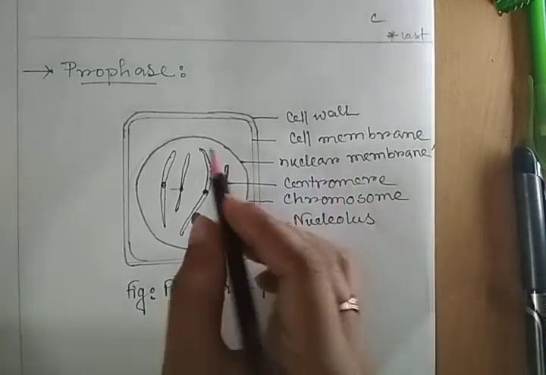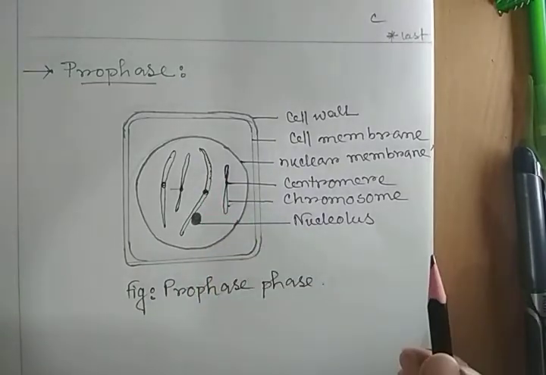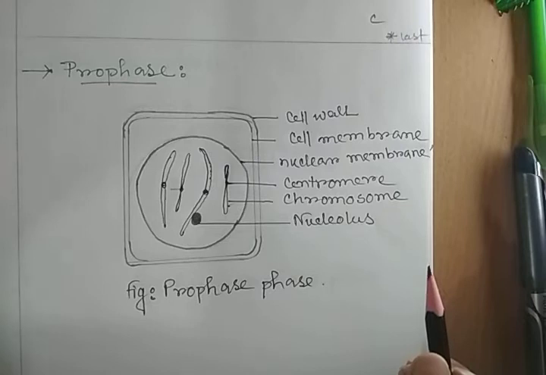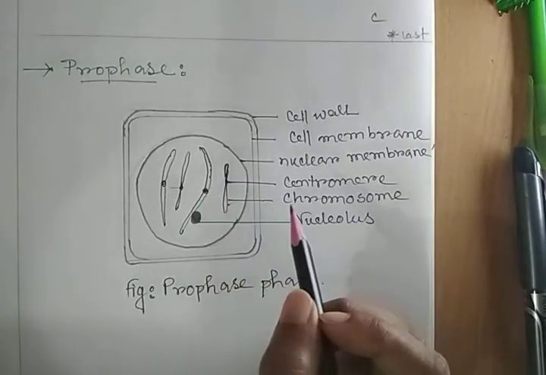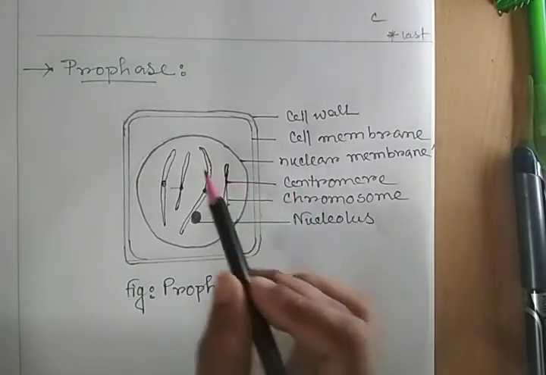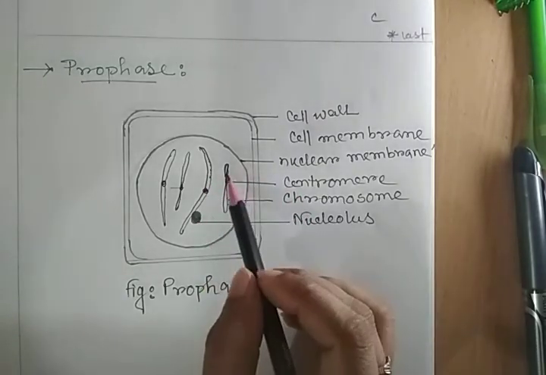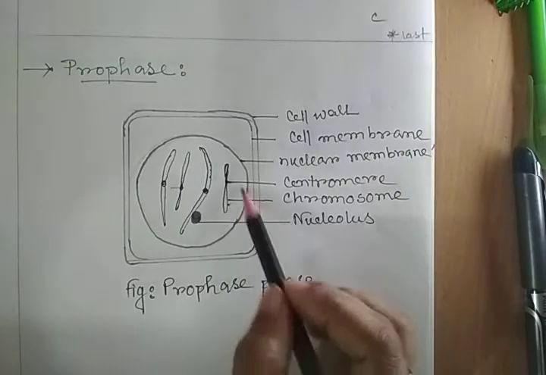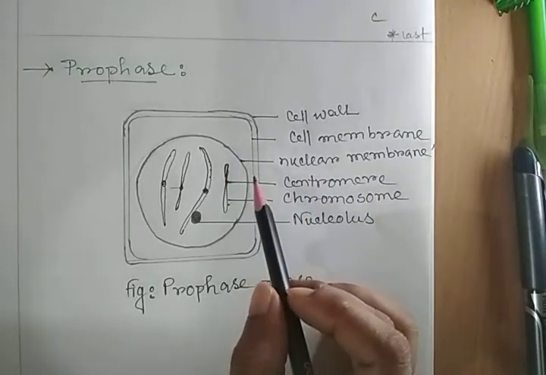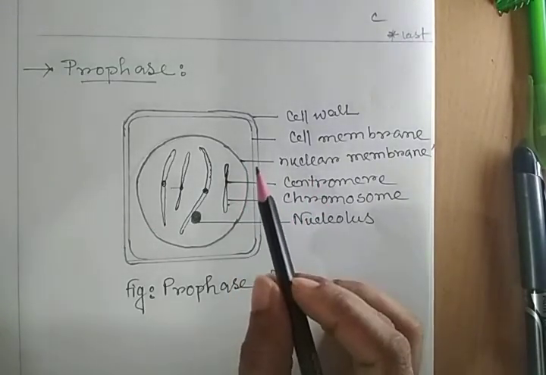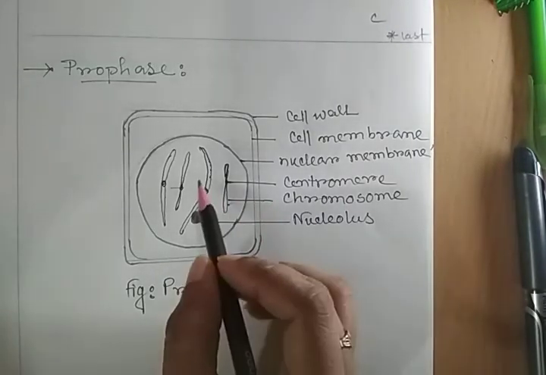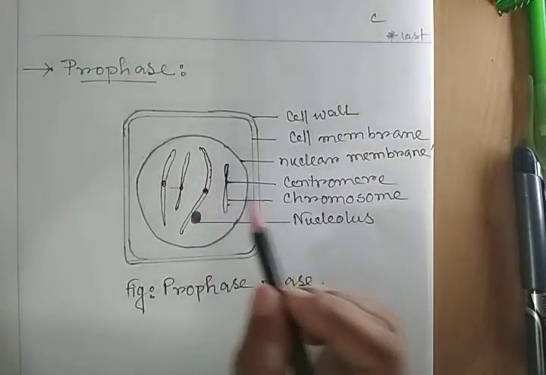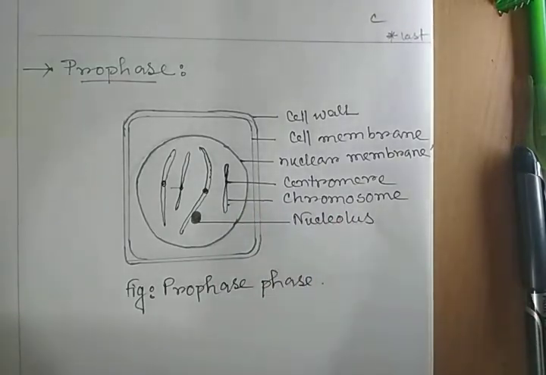Every chromosome divides into two chromatids, but they remain attached at a centromere. By the end of the process, the nucleolus and the nuclear membrane start disappearing and finally disappear completely. The chromosomes remain free in the nucleoplasm.